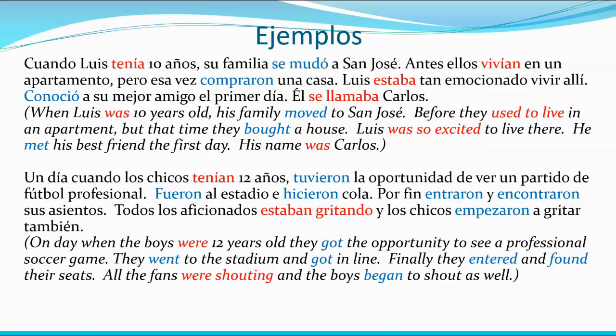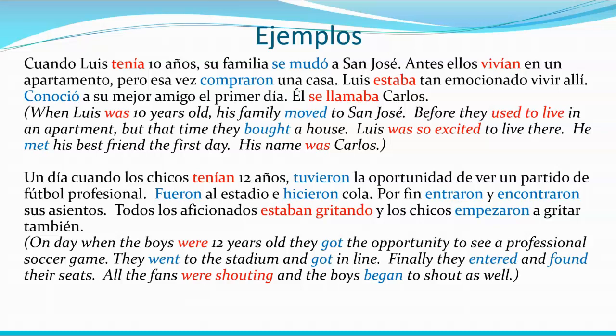One day, when the boys were 12 years old, they got the opportunity to see a professional soccer game. They went to the stadium and got in line. Finally, they entered and found their seats. So here, we set it up with the age, but then we have the sequence of completed actions in the past. Okay? They got the opportunity, they went to the stadium, they got in line, they entered, they found their seats. Then we have a little bit of background information here.